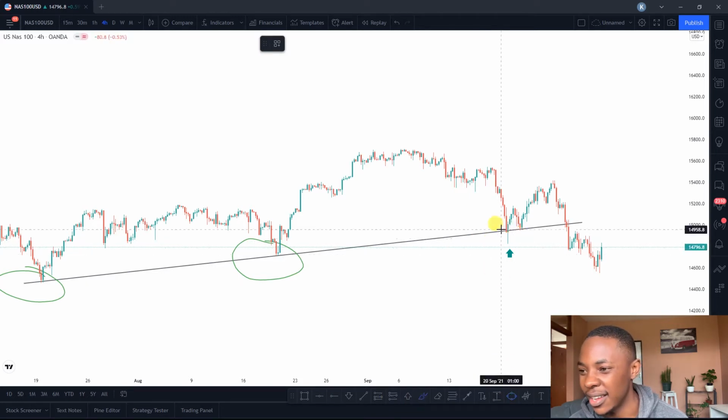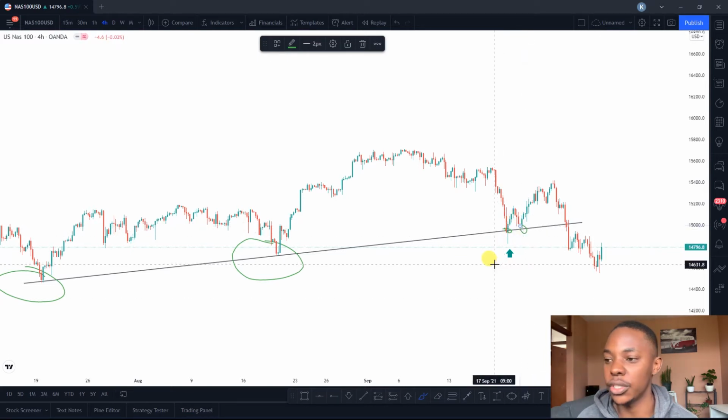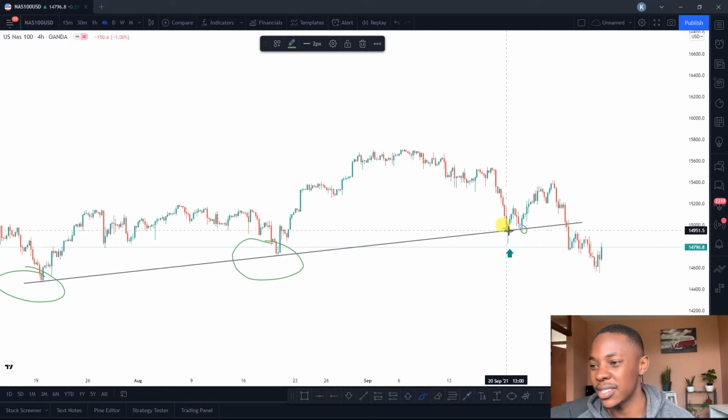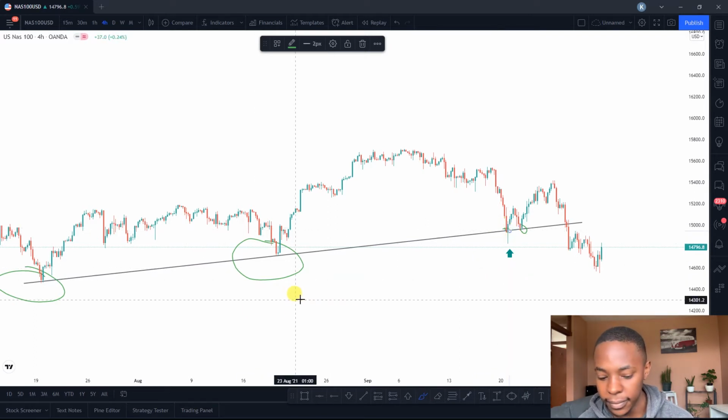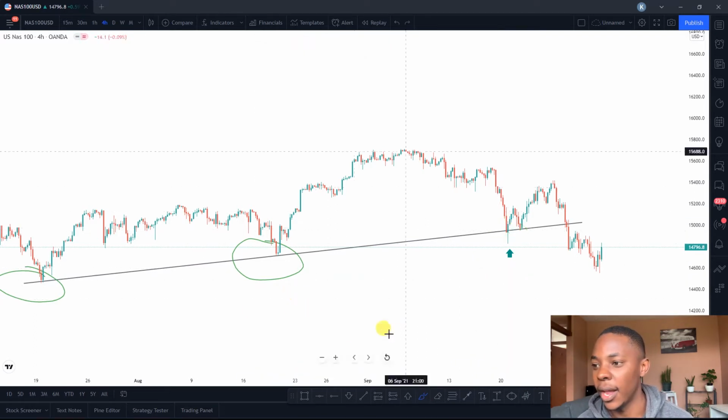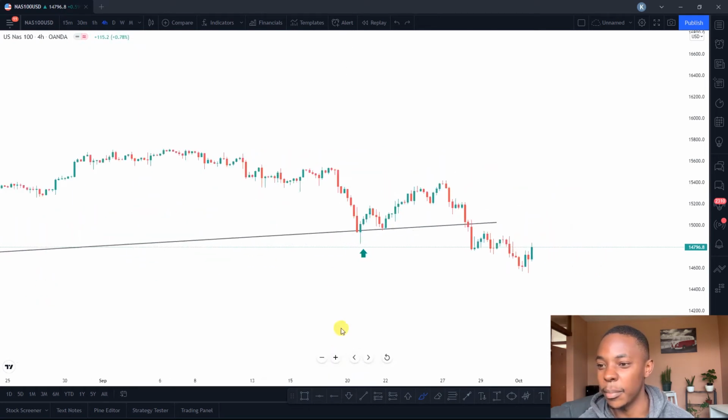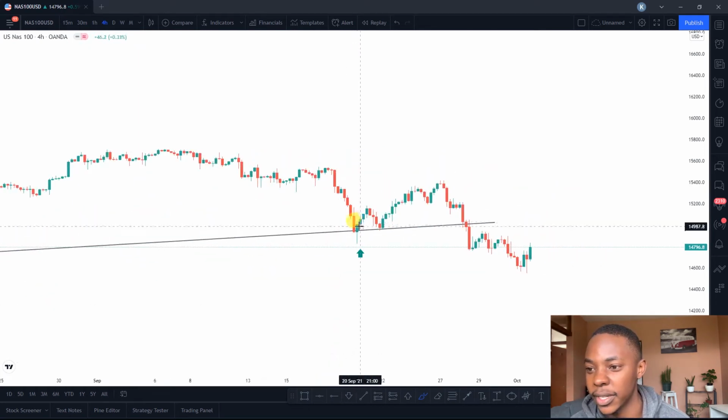As you can see, here's a fourth bounce, the third bounce, and here's another fourth bounce. That's another entry. What I would do is I would enter the market. I would buy Nas at this point here. When I see the reversal, see it respecting the support, I would actually buy Nas. I would buy Nas here.